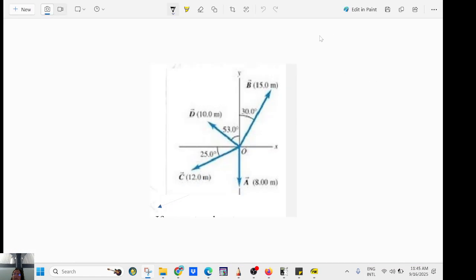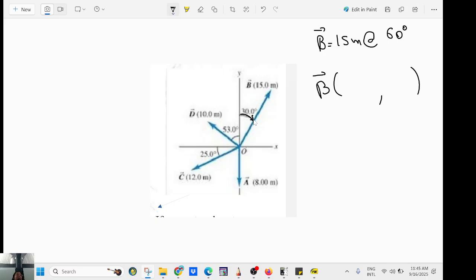Okay, so B has a magnitude of 15 meters at 60, so that will be east of north. But if I put that 60 here, that will be my standard notation. Do you agree? And then to find the x component, you just do 15 cosine 60 or 15 sine 30.